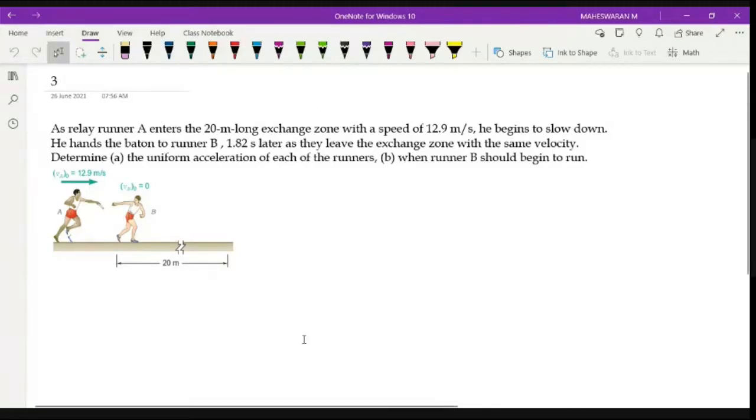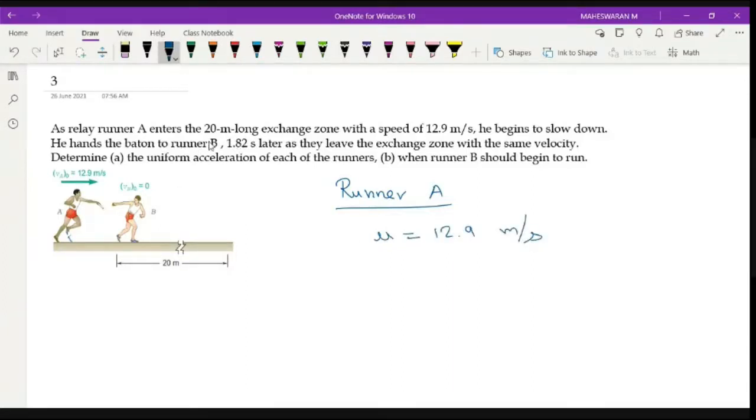Now, there are two different sets of data, one for runner A and the other for runner B, so we have to do that separately. First, let me consider runner A. Let us identify the data related to that. Runner A has an initial velocity of 12.9 meter per second. And s is the distance. Don't think about the entire distance; it is only the zone, so s is equal to 20.